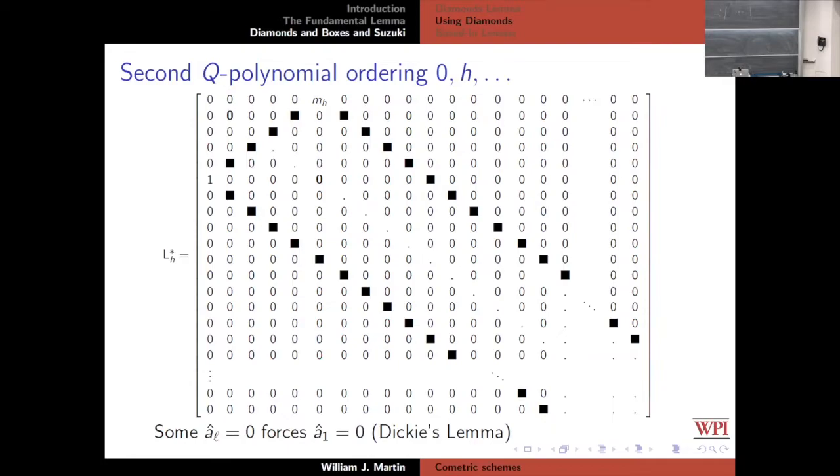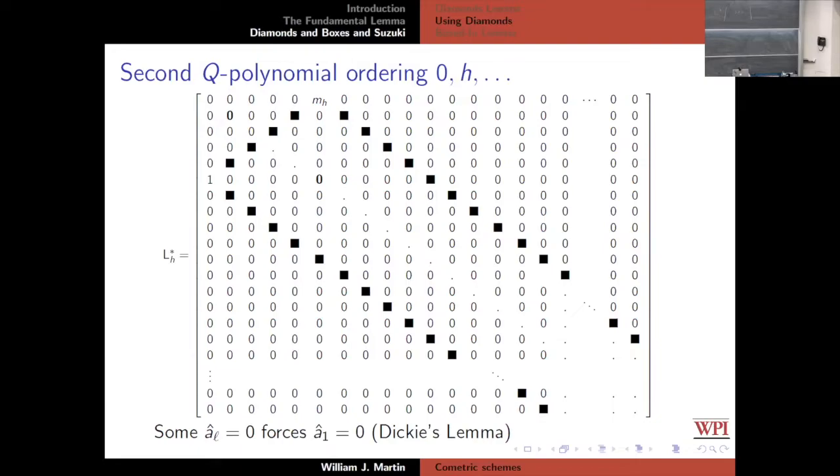Can eigenspace E1 in the original ordering be the last one in the new Q-polynomial ordering? Well, it's already attached to 4 and 6. It's already got two neighbors in the representation diagram. So it can't be the tail of the path. So therefore, this is one of those things that satisfies the proper hypothesis for Dickie's lemma. So therefore, this diagonal entry is 0.